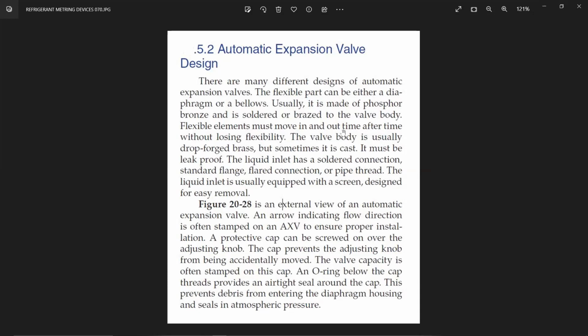Flexible elements must move in and out over time without losing flexibility. The wall body is usually forged brass, but sometimes it is cast. The liquid inlet has a soldered connection, standard flare connection, or pipe thread, whatever it may be. And the liquid inlet is usually equipped with a screen designed for easy removal. That means there is a filter in front of it. Now an external view of the automatic expansion valve is shown here.